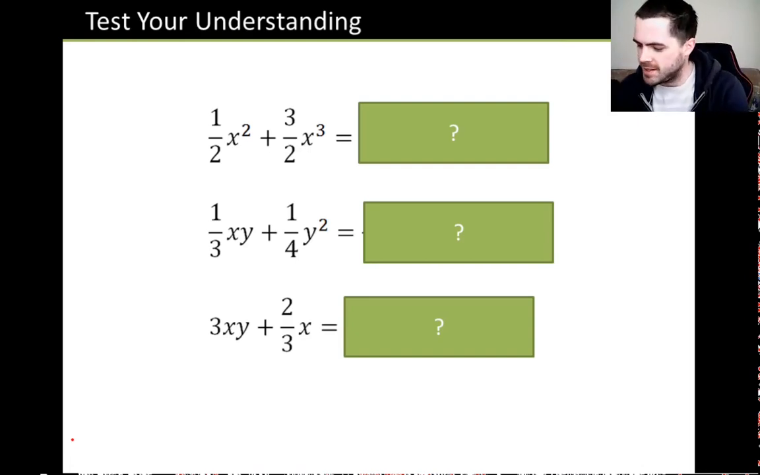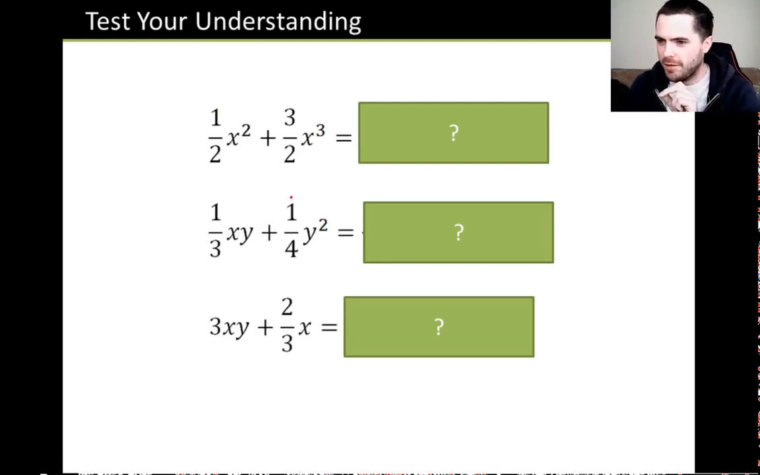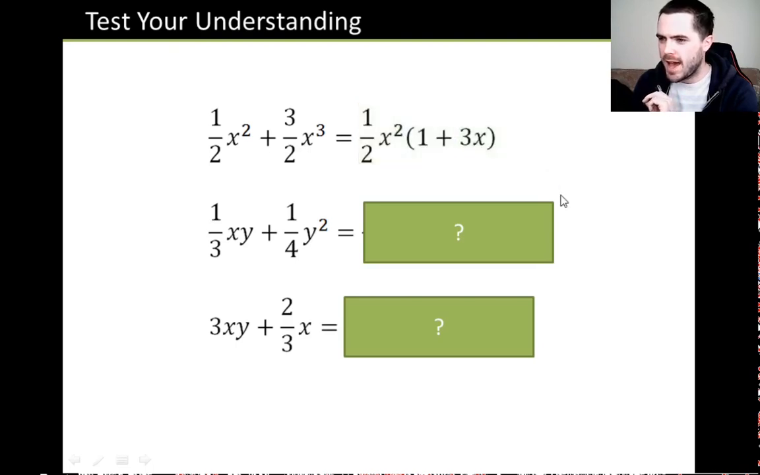So, back to the pen. Right. I hope I don't fall at the first hurdle with this one. We can pull out a half from both of them and an x squared. So the common factor is going to be a half of x squared. I argue, therefore, that what is remaining, because we've pulled out a half of x squared, is only going to be a 1 plus 3x in the answer. So we should be getting an answer of half x squared all multiplied by 1 plus 3x.